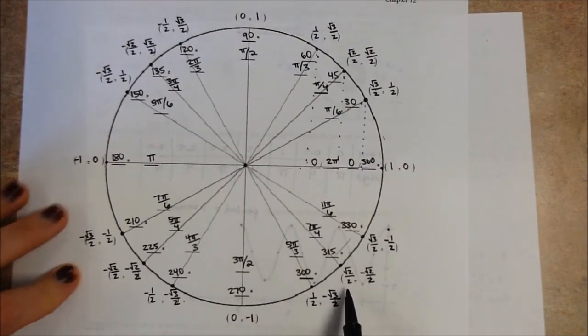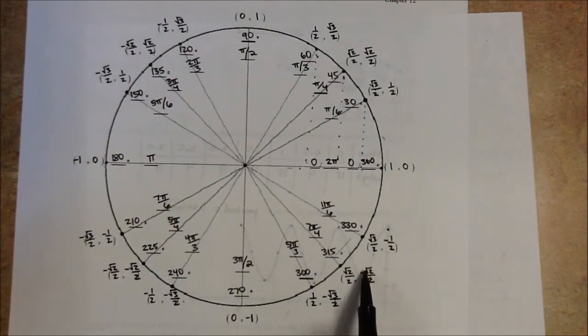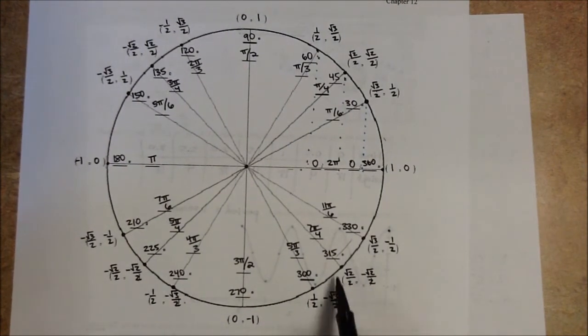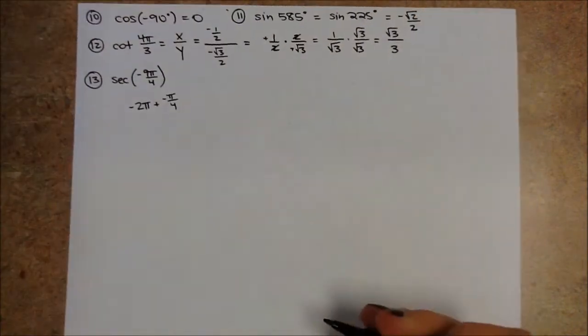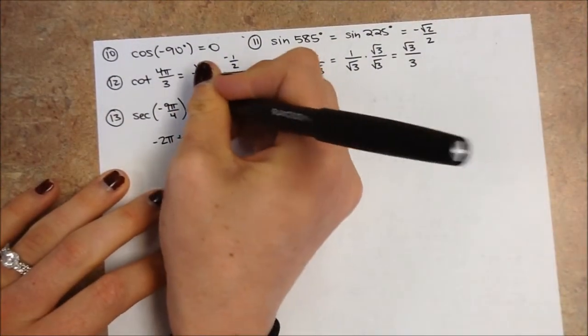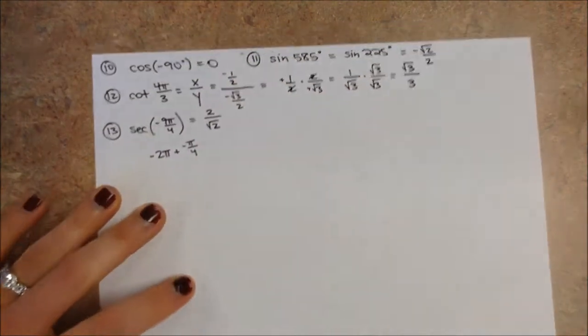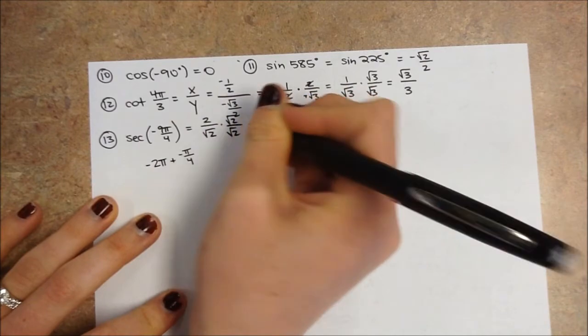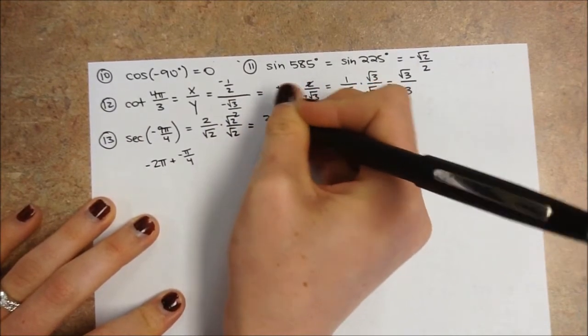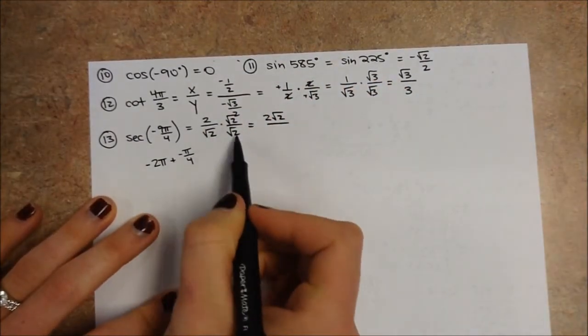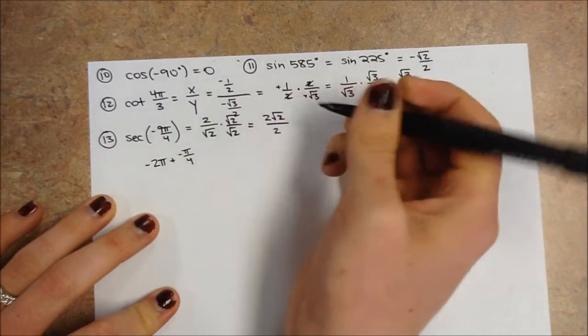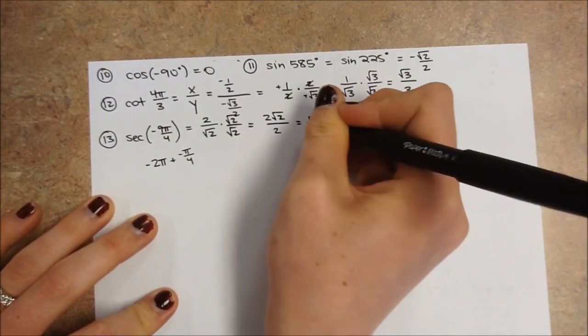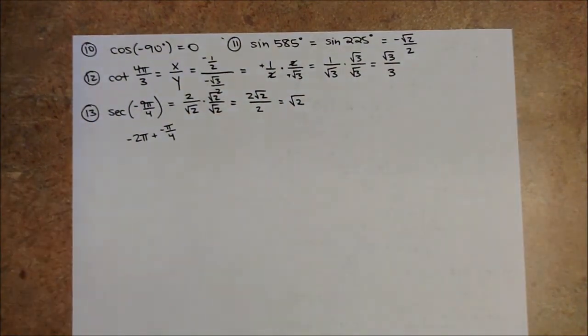Secant is the reciprocal of cosine. So cosine is root 2 over 2, because that's the x value. So secant would be the reciprocal, 2 over root 2. But remember, we can't leave a square root in the denominator, so we multiply top and bottom by root 2. So I get 2 root 2, and in the denominator, root 2 times root 2 is 2. The 2's will cancel each other out, and I'm left with root 2 as my final answer.